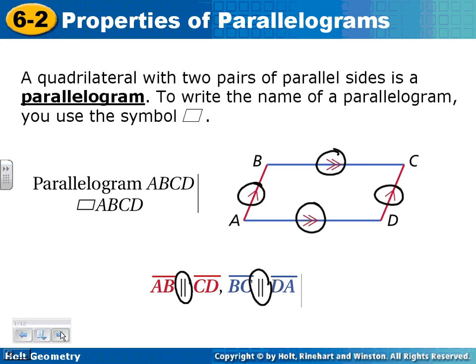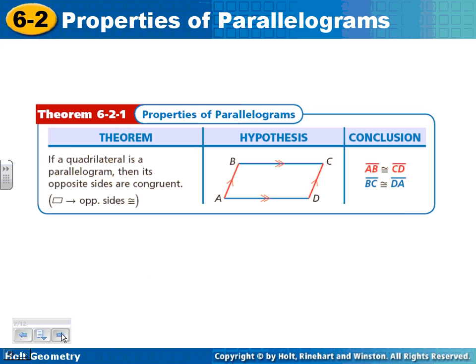Well, we got some theorems. The next slide, first theorem. This one reads, if a quadrilateral is a parallelogram, then its opposite sides are congruent. So not only are they parallel, but they're also congruent. So I could put a tick mark on the left and right and a double tick mark on the top and bottom. So opposite sides are not only parallel, again, they are also congruent.